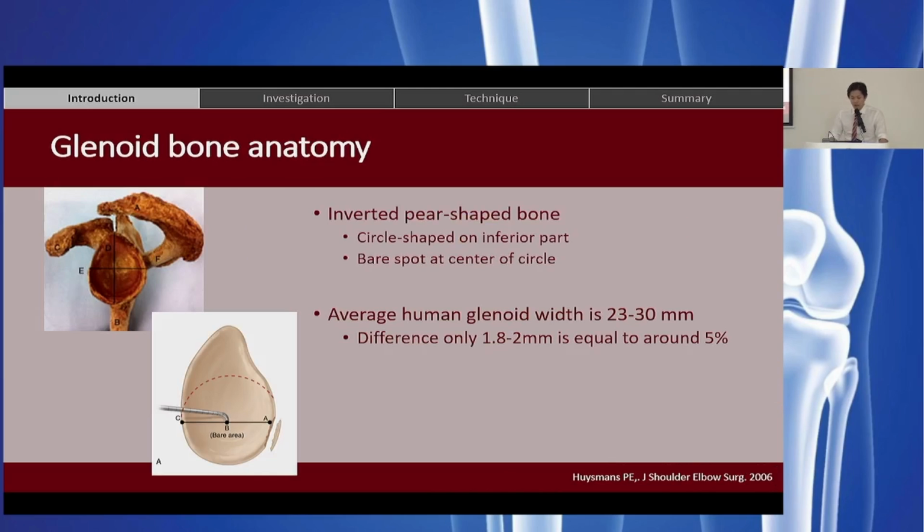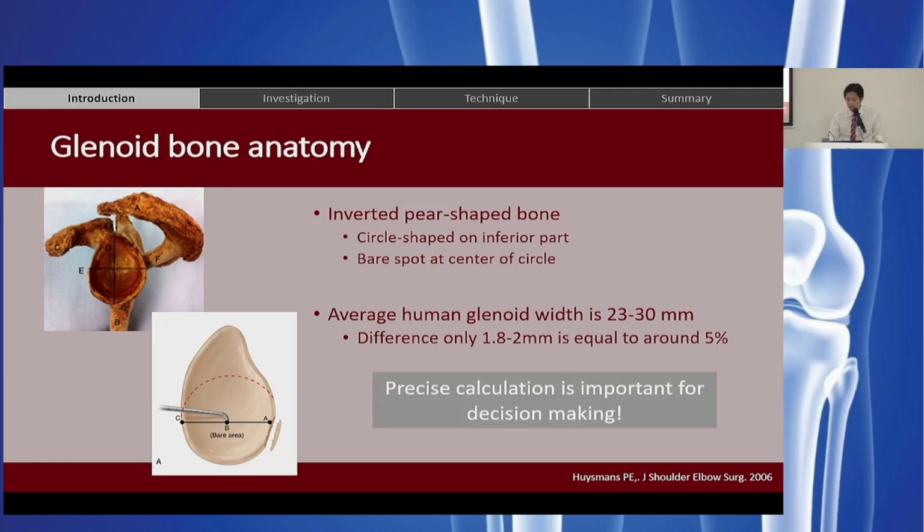So we look back into the glenoid bone. It has an inverted pear shape with a circle shape on the inferior part and the bare spot at the center of the circle. The average human glenoid width is about 23 to 30 millimeters, so a difference of only 2 millimeters is equal to around 5%. So precise calculation is very important for treatment decision making.